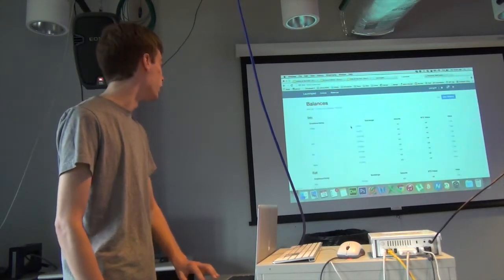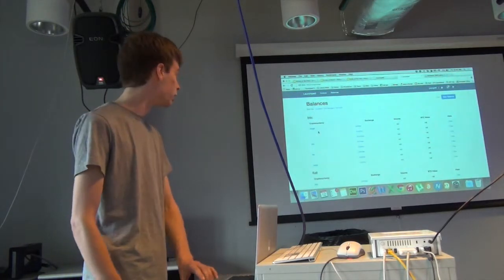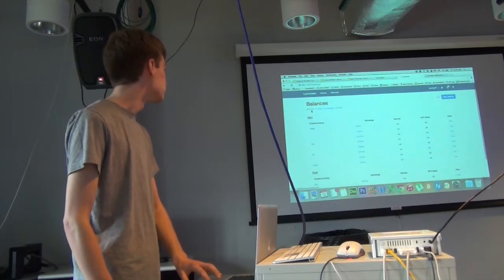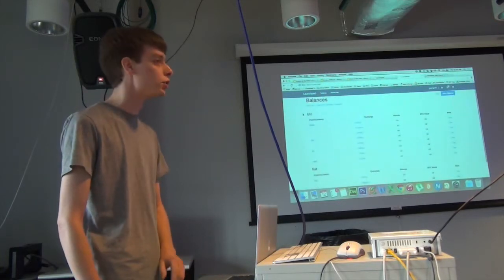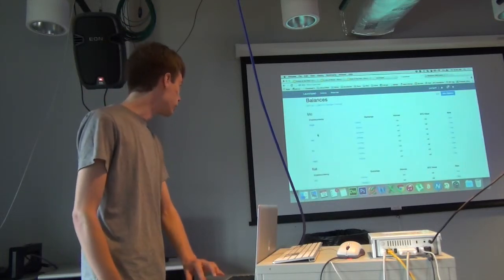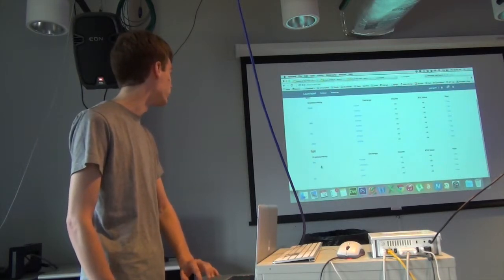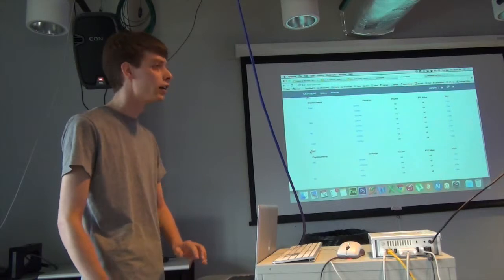So, okay, this is basically what I have. You can go to your balances. Here you can see I have a bunch of balances set up. I basically sort by the market that you're trading against. All of these cryptocurrencies here are being traded against Bitcoin. All of the ones here are being traded against fiat.